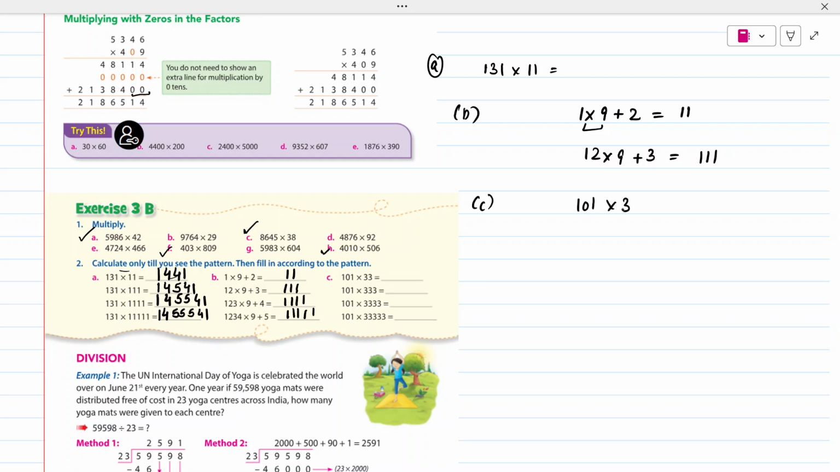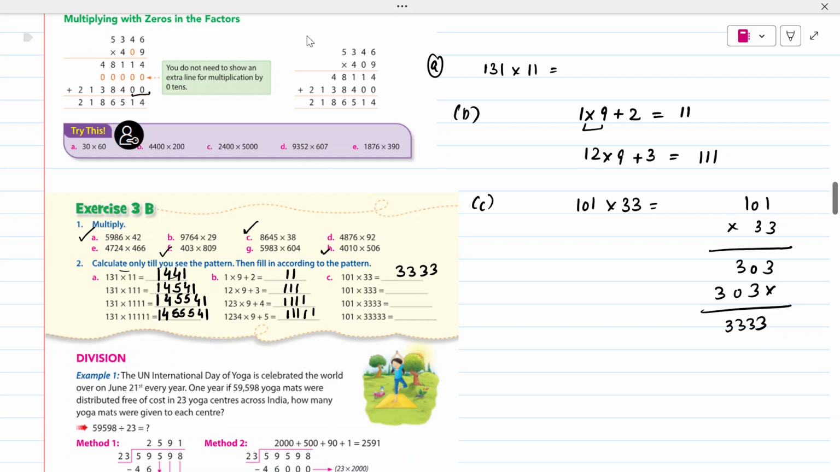Now let's do the C part. 101 multiplied by 33. Let's do it. We have 101 and then 33. So we'll get 303 and cross again 303. So we have 4 times 3 here. I'm writing 4 times 3.